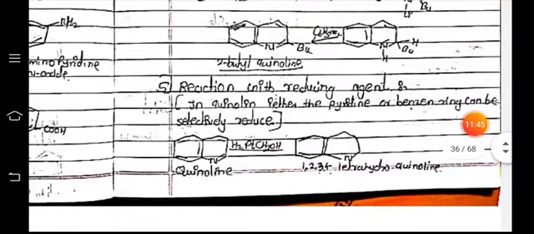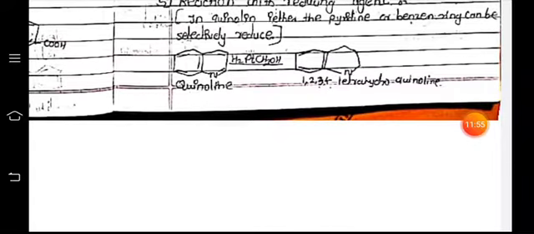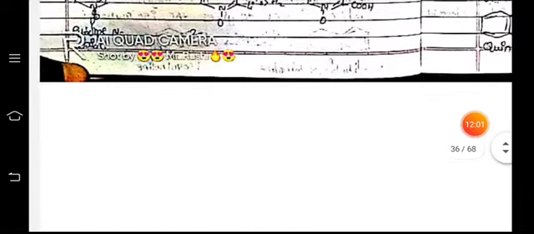Next one, reaction with reducing agents in quinoline. Either the pyridine ring or the benzene ring can be selectively reduced. With H2/Pt in CH3OH, 1,2,3,4-tetrahydroquinoline is given as the product. So this is all about the reactions.